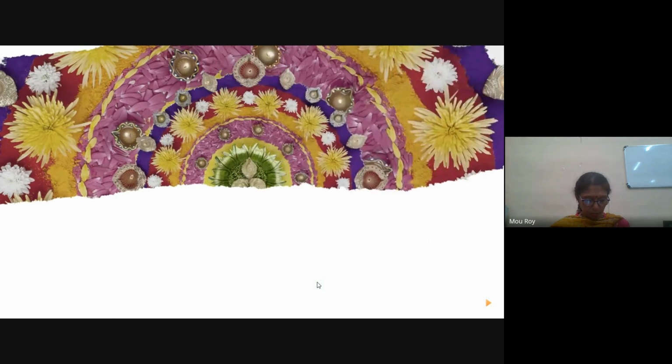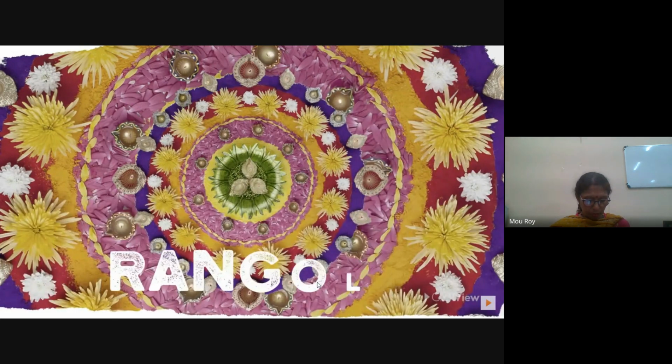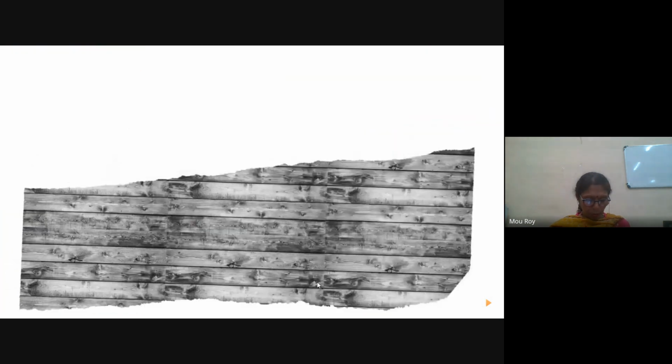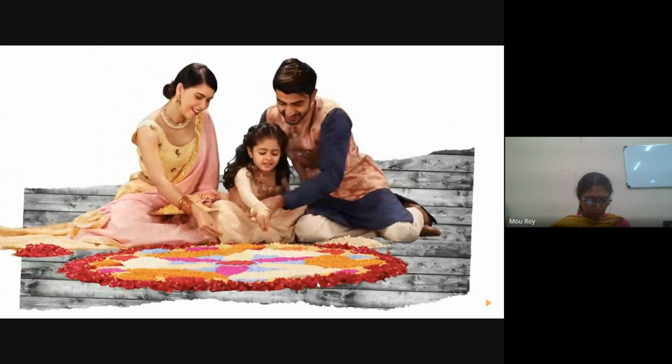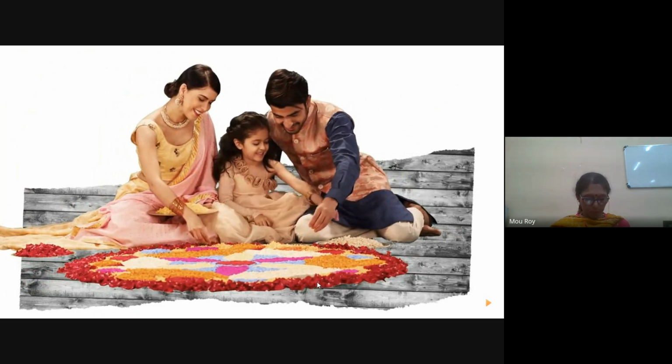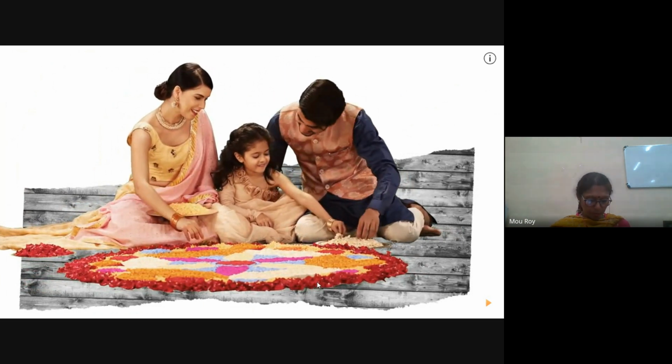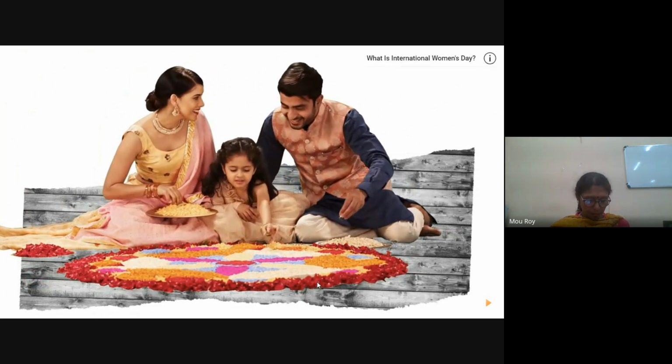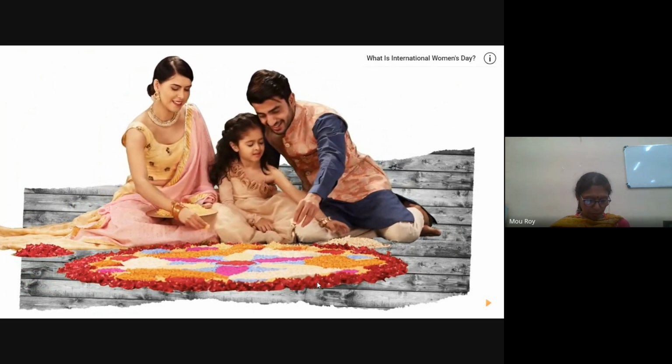One of the more artistic traditions is the creation of rangoli. It's a beautiful pattern created on floors using colored rice, sand, flour, or flower petals. They are believed to bring good luck and are used to welcome guests and the goddess Lakshmi.